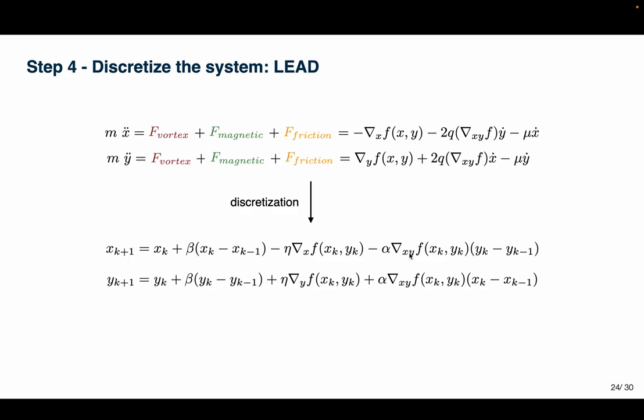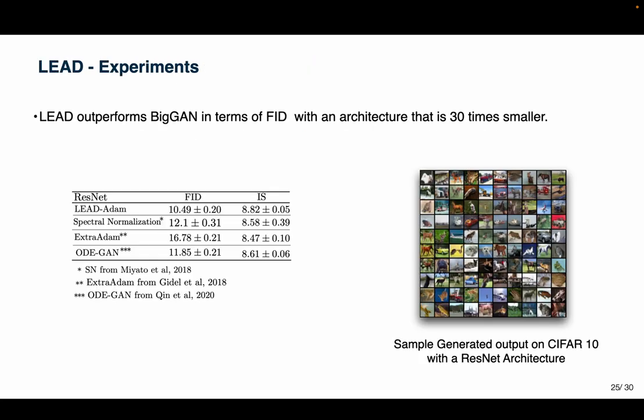And actually we showed that we have lots of theory and also lots of experiments in the paper. But the most important one was that LEAD outperforms BigGAN in terms of FID with an architecture that is almost 30 times smaller than BigGAN. And we had very interesting results in the paper and lots of analysis in comparison with different types of methods.